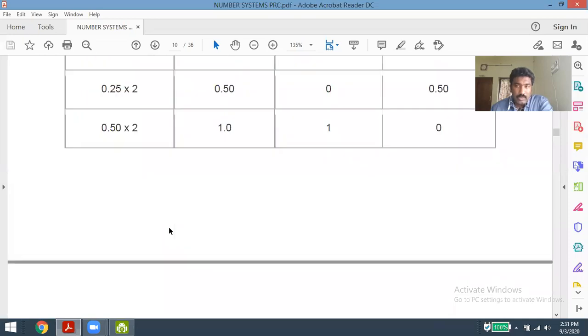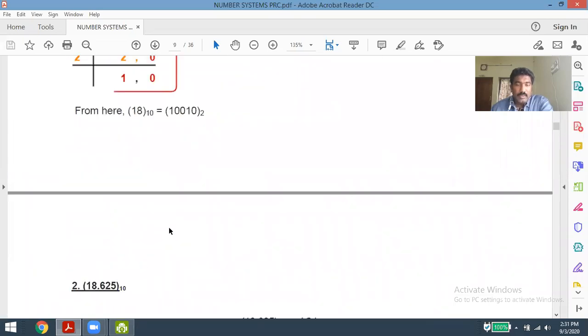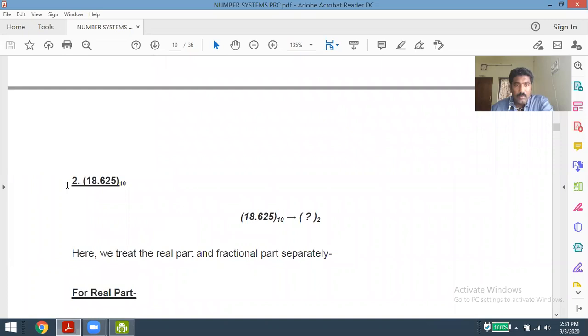Please, everyone try this problem once. Convert 18.625 base 10 into base 2.